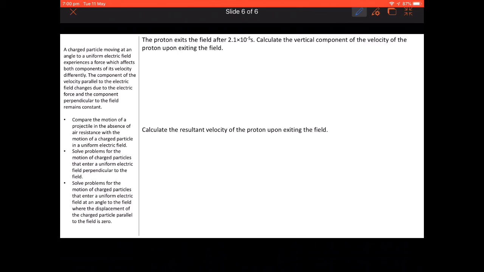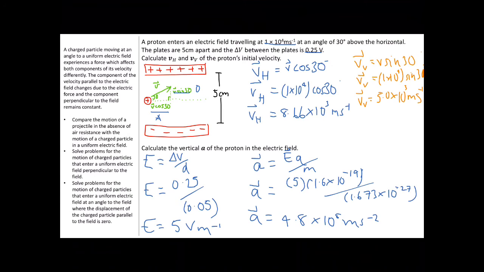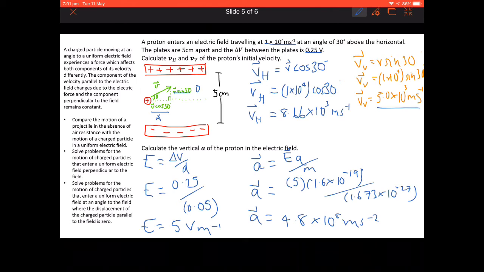Calculate the vertical component of the velocity of the proton upon exiting the field. So to do this question, we can just use our equations of motion, and in particular we're going to use the vertical velocity final is equal to the vertical velocity initially plus acceleration by time. So vertical velocity final is going to be equal to the initial velocity. We'll check our initial velocity vertically, and that was 5.0 by 10 to the 3 meters per second.